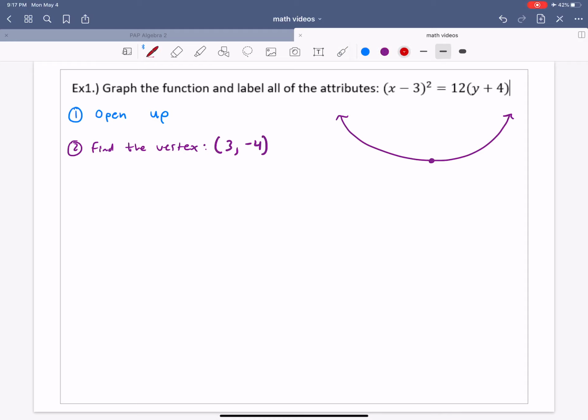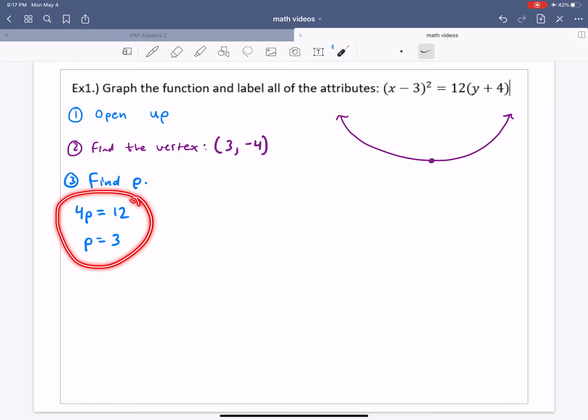Next step. Step number 3 is to find p. This is actually a pretty straightforward and easy process. We're going to remember that 4p equals that coefficient on the other side. So 4p equals 12. Divide both sides by 4, and you get p equals 3. Now, you all are smart people. You probably know that this equation is always going to be simple to write, but it may not always be as simple to solve as p equals 3.